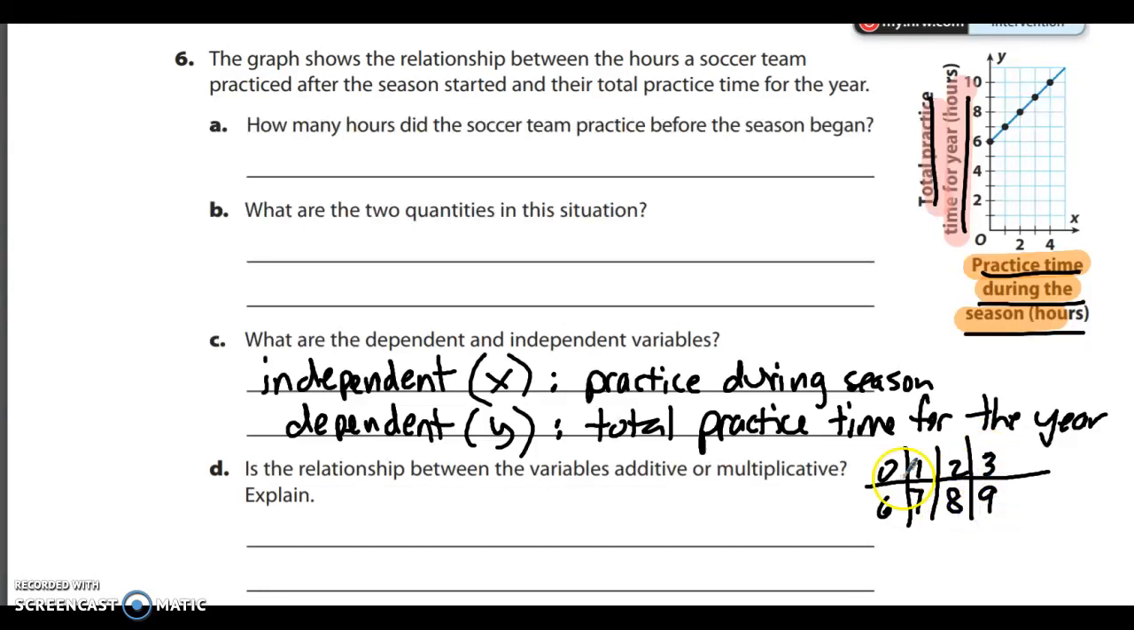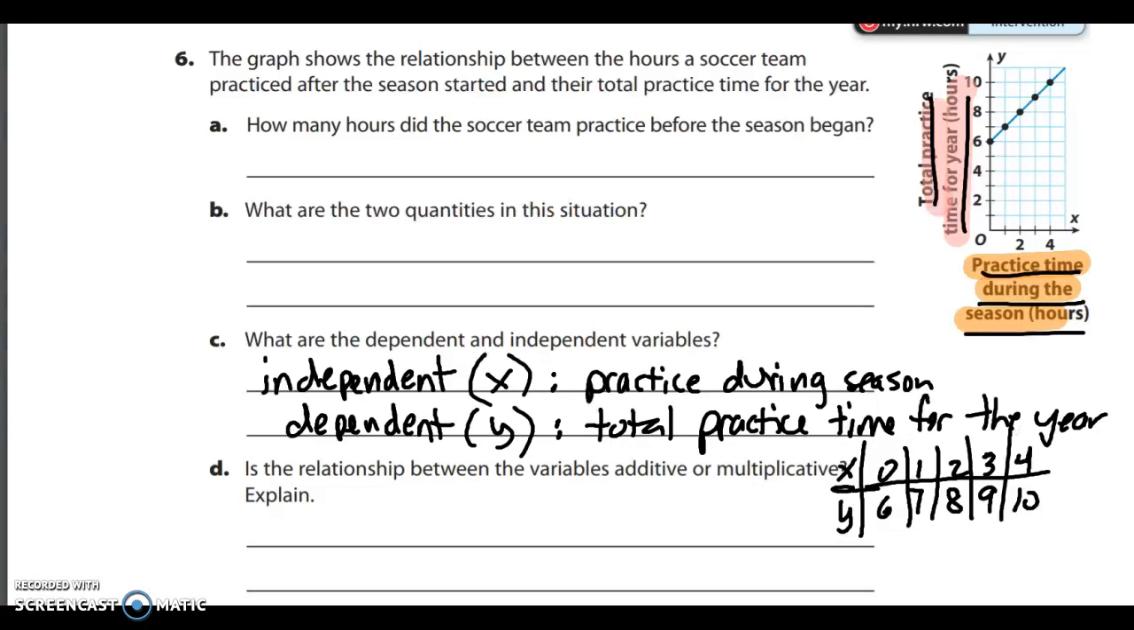So what you notice is that to get from the x to the y, you're just adding 6. 0 to 6, 1 to 7, 2 to 8, 3 to 9. Over 4, up 10. So that's not multiplicative, because 0 times 0 is 6, 1 times 7 is 7, 2 times 4 is 8, 3 times 3 is 9, 4 times 2.5 is 10. It's a different number every time. But what is the same is when we add.